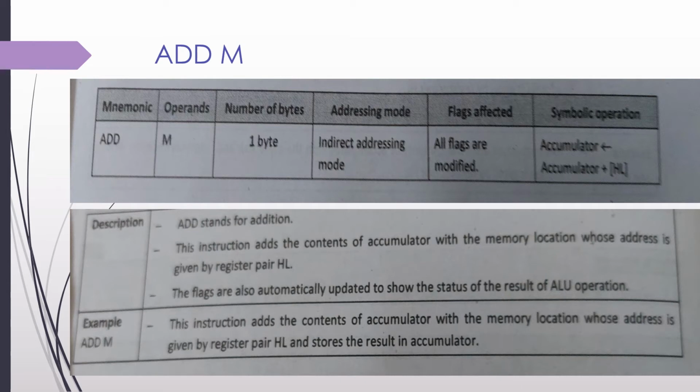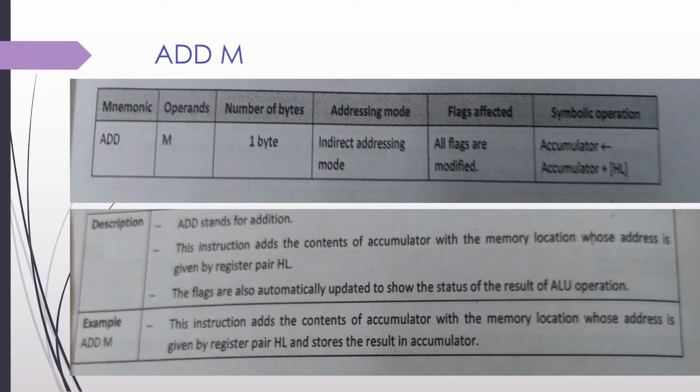Okay, the next instruction that we are going to understand is ADD M, add memory. It means adding the contents of the accumulator to the contents of the memory location whose address is there in the HL register pair. So how is it added? A plus, within two square brackets, HL. The result is stored in the accumulator.